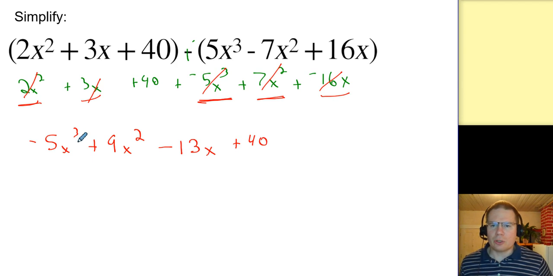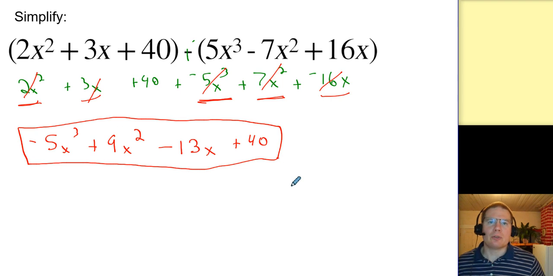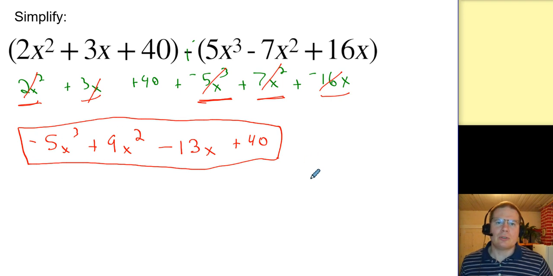So let's double check. Third power, second power, first power, 0th power. So no more like terms here. I don't have any plus negatives. I'm good. Whenever we're writing a simplified polynomial, we want it to be in standard form like this.